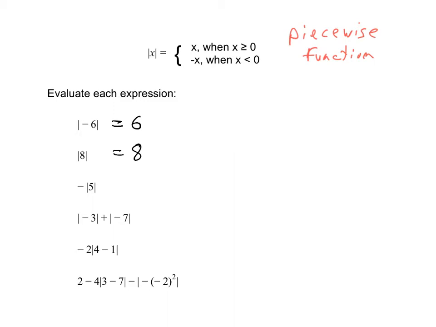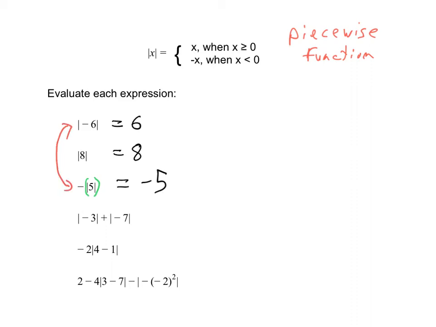We have negative the absolute value of 5. So these absolute value signs are kind of treated like brackets. So you're going to apply the absolute value first, and then look at the other operations that are occurring. In this case, the absolute value of 5 is 5, and then we're going to negate our answer, which gives us negative 5.